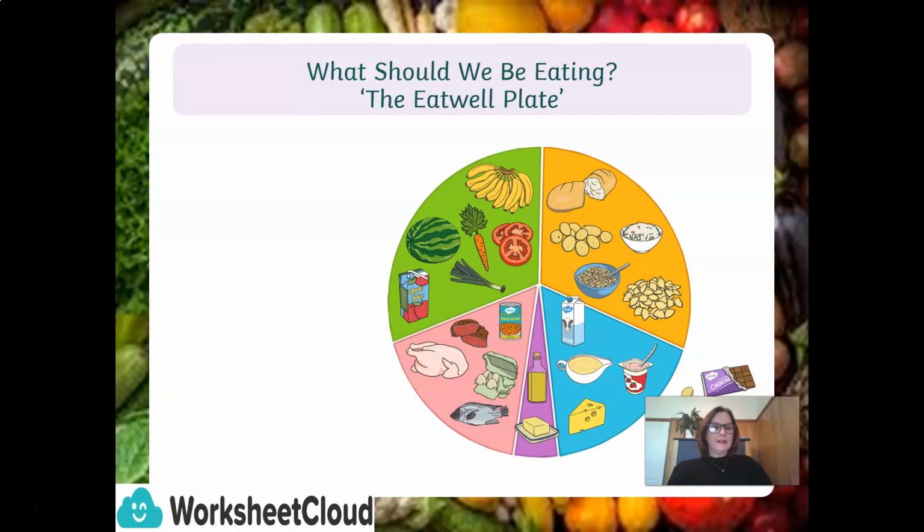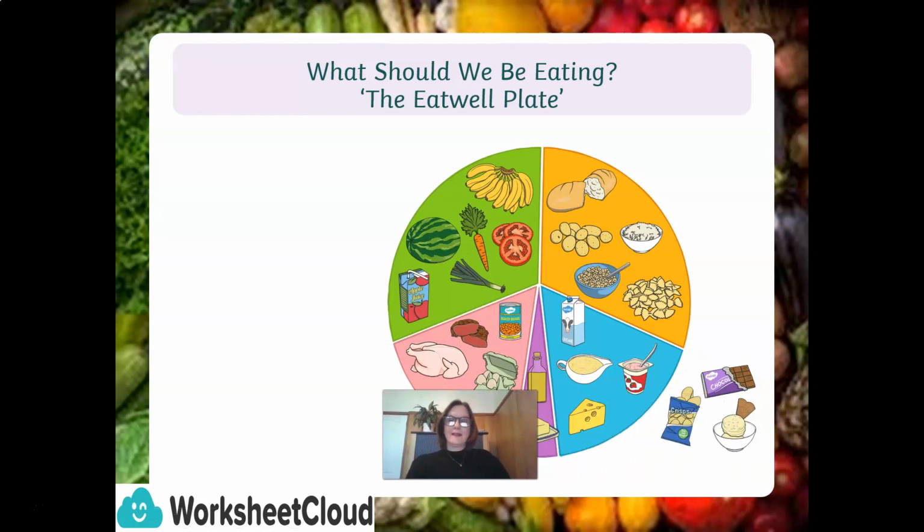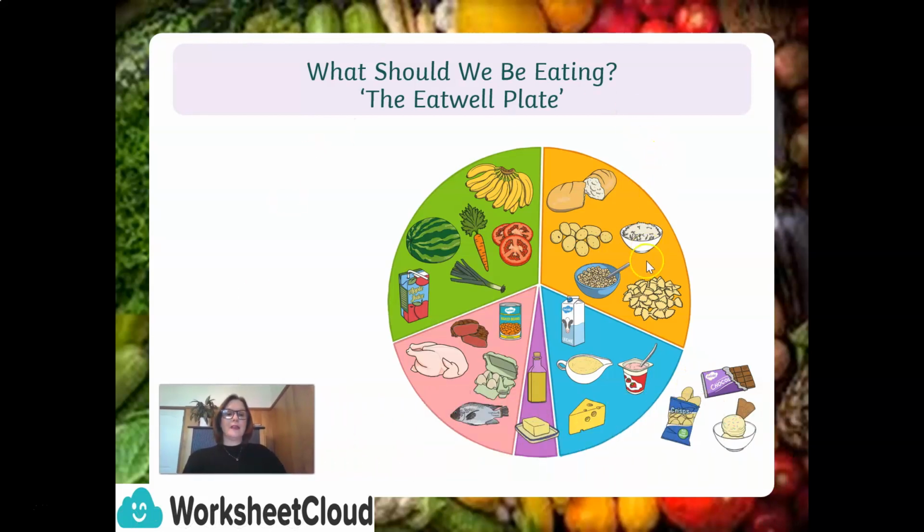What should we be eating? Let's take a look at the Eatwell plate. Okay, here we have the 5 food groups. Okay, we have our fruit and vegetables, we have our carbohydrates, we have our dairy, we have our fats and oils, and we have our proteins.